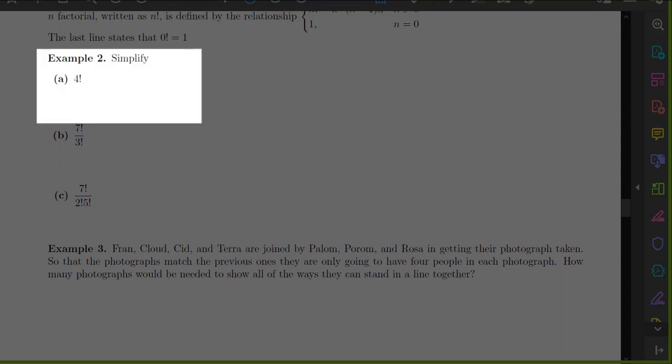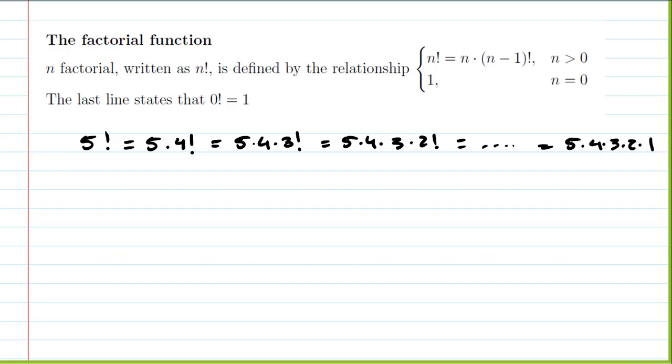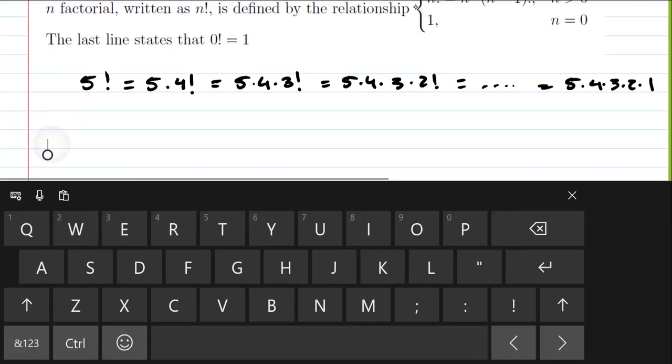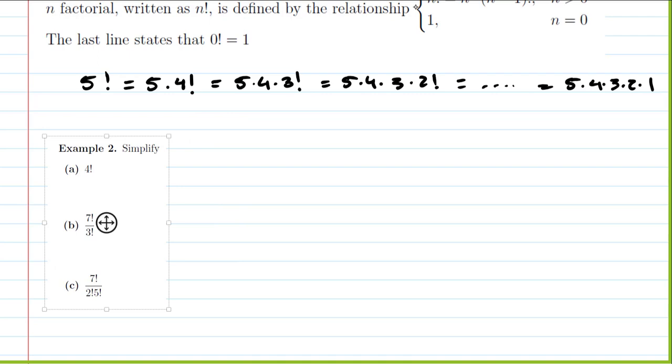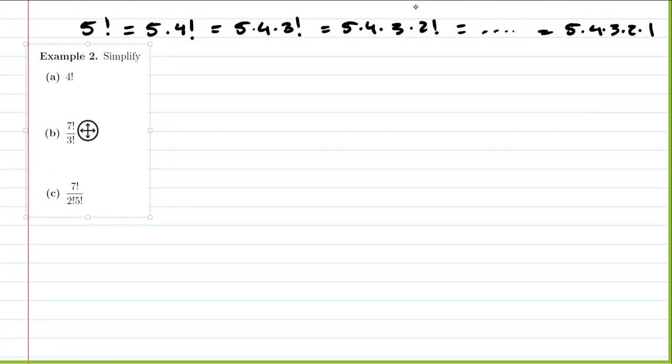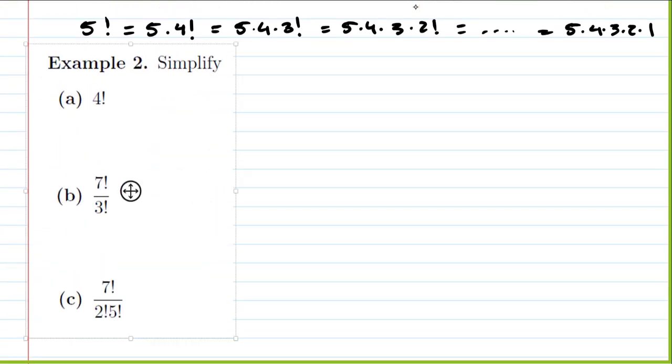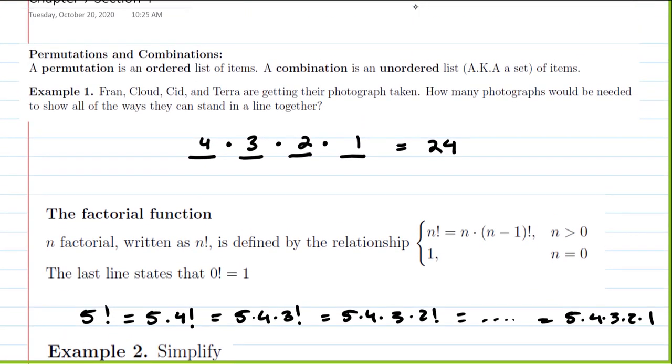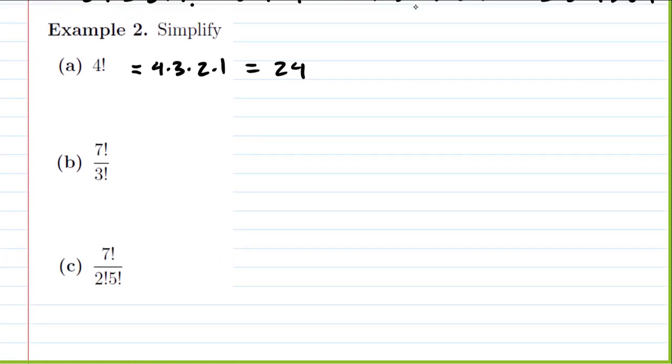All right, so for example 2, we wish to simplify the following. 4 factorial by definition is just going to be 4 times 3 times 2 times 1, which is 24. That's the same as we got in example 1. That's how many ways we could rearrange 4 people in a line: 4 factorial.